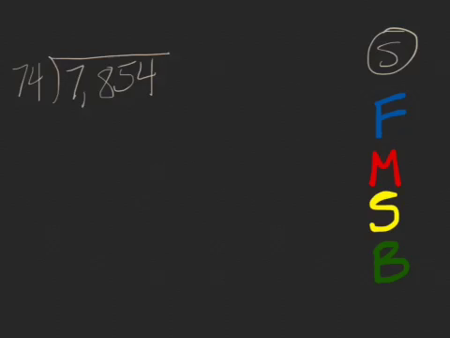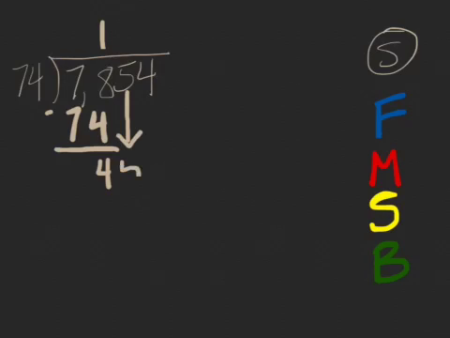My estimate told me that it would most likely be a 1 in the hundreds place, and we can see if that makes sense. Yeah, if I find something that's going to work, 1 times 74 is 74. Now we know that that's really a 100 and it's really a 7,400, but if we're just looking at the digits, that works. We now subtract. We have 4 left. We'll bring down the 5.